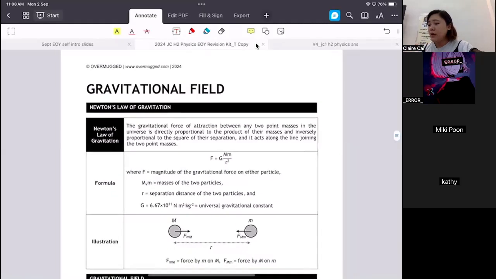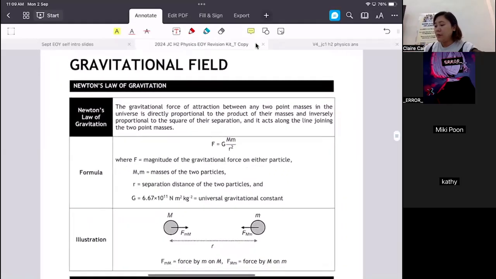Okay, so G field. I will break it down into three parts. The first part is everything about force. Your two formulas for force: one, the force between two masses, and then you break it up into gravitational field strength, which is the force on a unit mass at a point in a gravitational field. So this is quite clear.